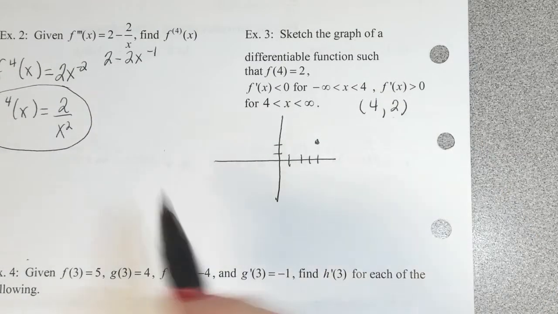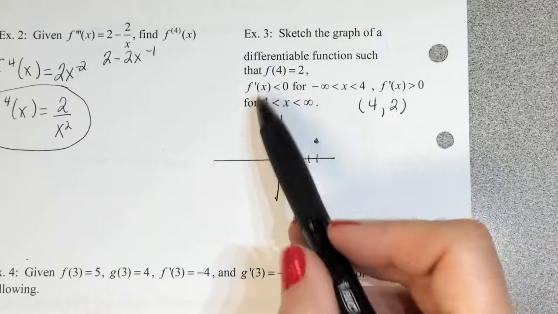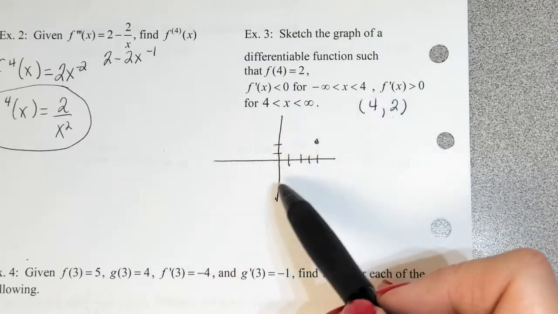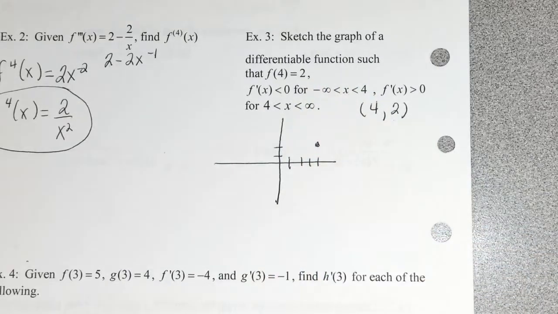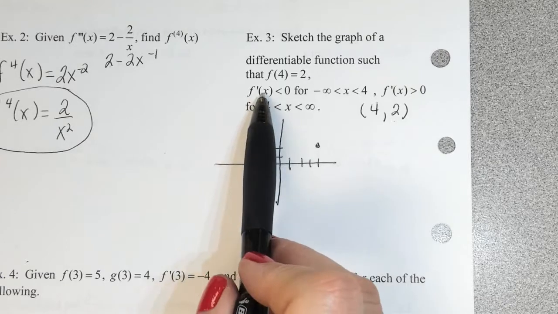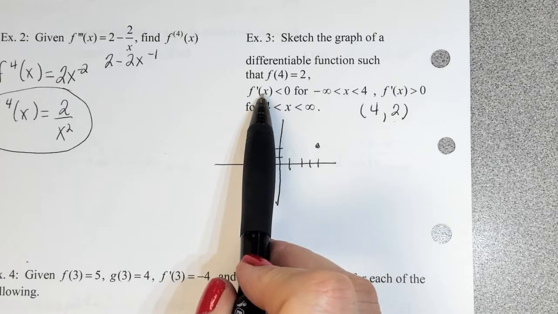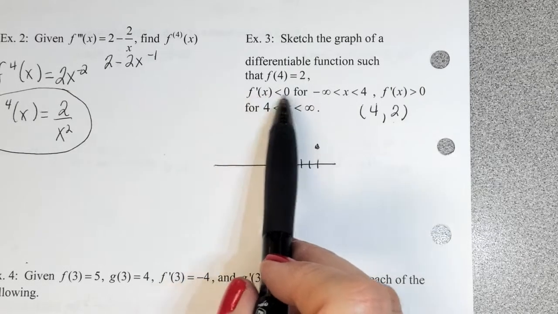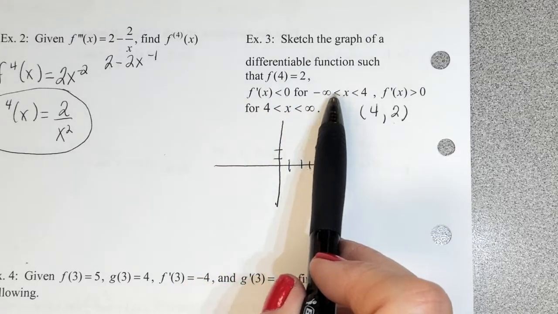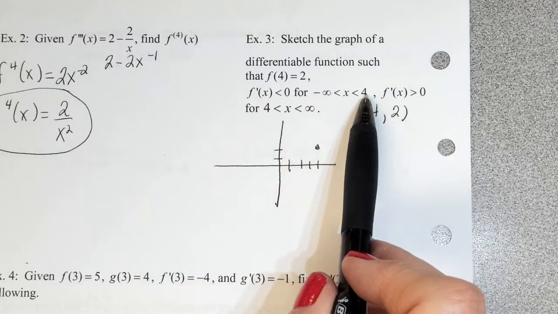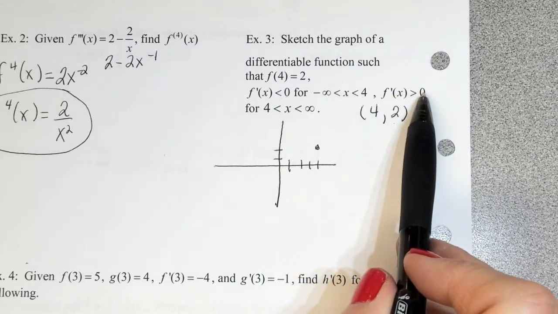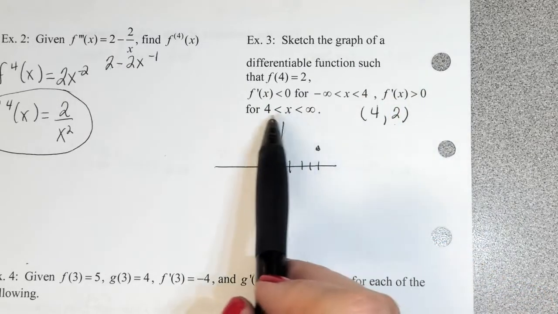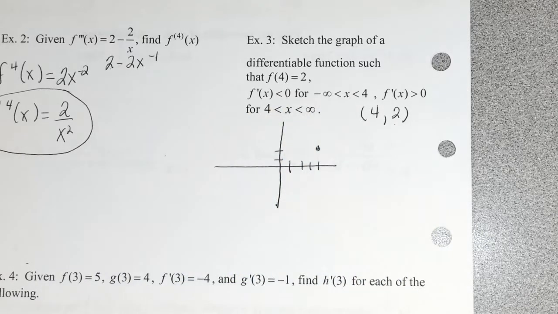So now we're just trying to graph a function. Our function could be linear. It could be a parabola. It could be absolute value. It could be a cubic function. We're trying to figure out what kind of function it is. What does the first derivative tell us? Slope. So the slope is less than 0. So the slope is negative for any x that's in between negative infinity and 4. The slope is positive, greater than 0, for any x from 4 to infinity.